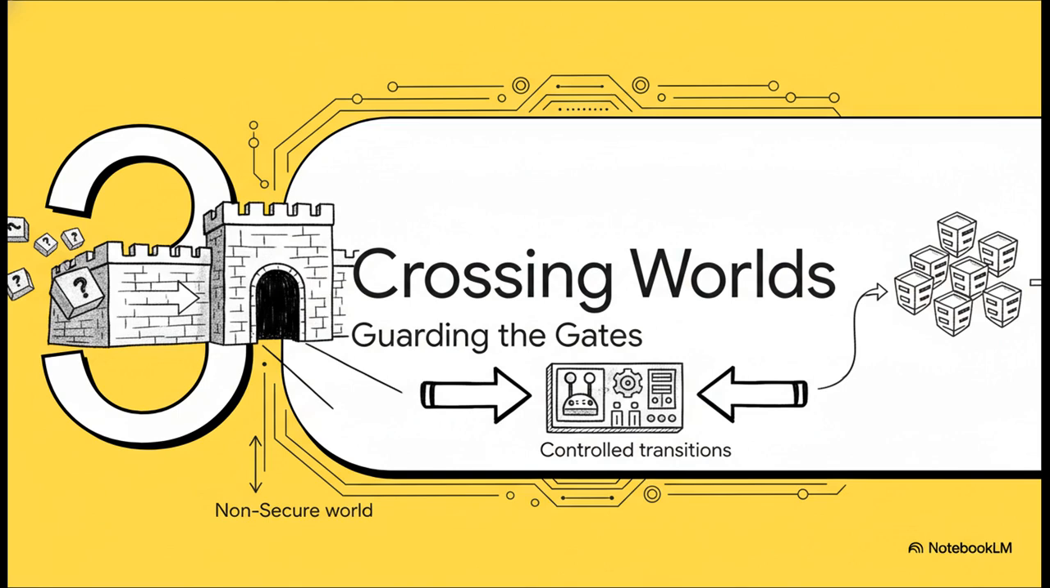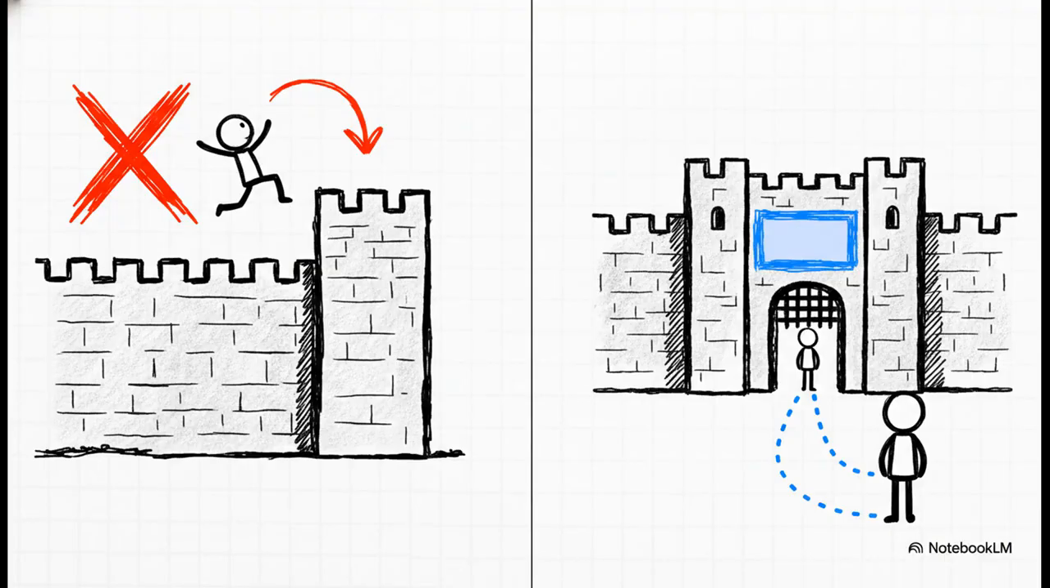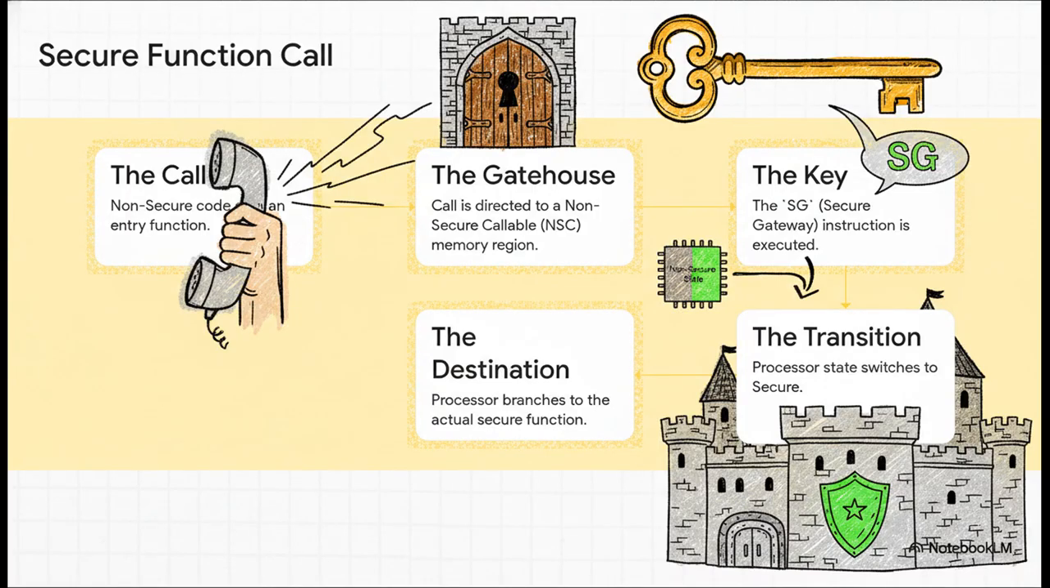So how does normal code running out in the non-secure world ask the secure world to do something for it? It's all about making sure that crossing is completely controlled. You can't just have an app from the non-secure world call a function inside the secure world. That would be like trying to just jump over the castle wall. It's not going to happen. Instead, you have to go through a very specific pre-approved doorway, and that doorway is called a secure gateway veneer. And this process is super controlled.